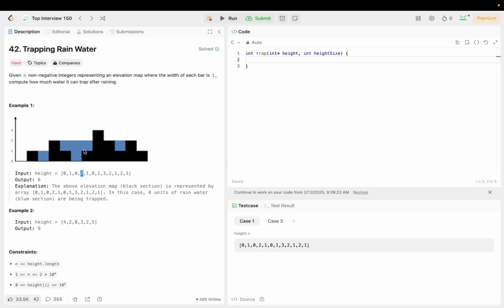Each square right here, if it's free and it's not filled by the black bars, and if it can trap water, then it will trap 1 unit of water. So for example, here we have this 1 unit, and here you have 1, 2, 3, and 4 units, and here you have 1 unit, so the total will be 6 units, and this will be the answer. So let's go to the canvas and discuss this problem.